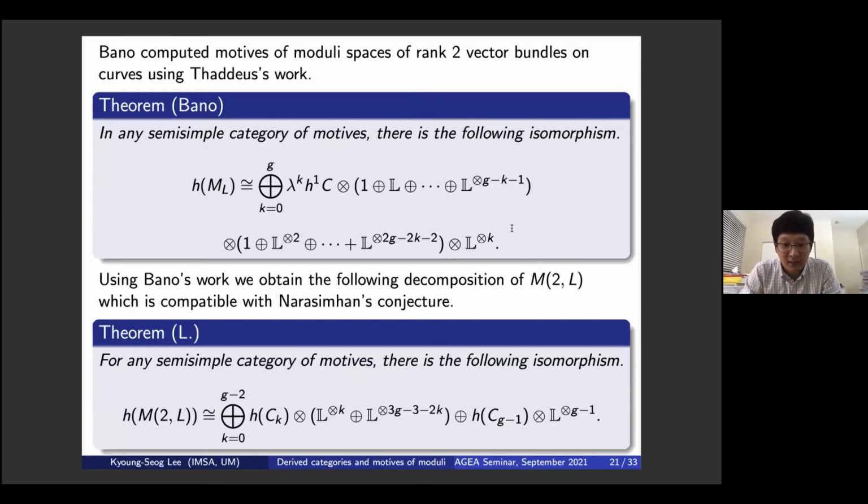Using his work, and being motivated by the semi-orthogonal decomposition, I proved that this decomposition can be written in this way. For any semi-simple category of motives, the motive of the moduli space can be decomposed as two copies of a point, two copies of the curve, two copies of the G-2 symmetric product, and one copy of the G-1 symmetric product. Bano used Thaddeus's flips to obtain this result, and we also use Bano's work.